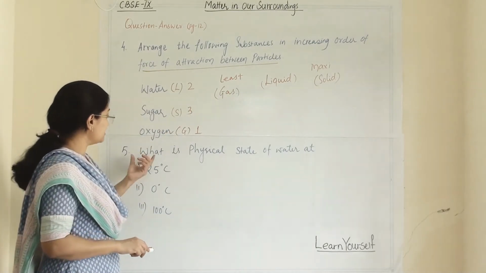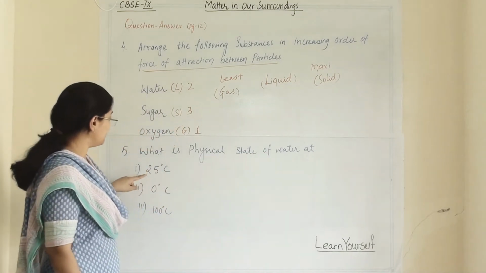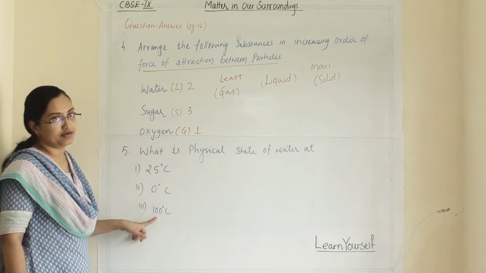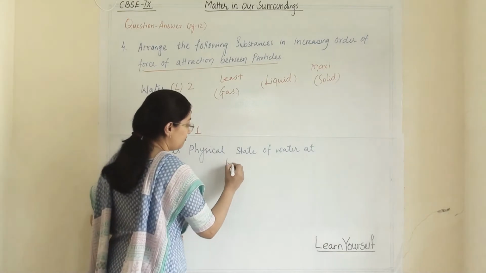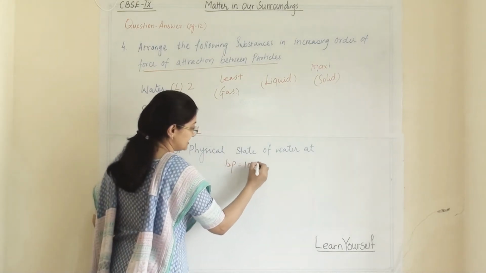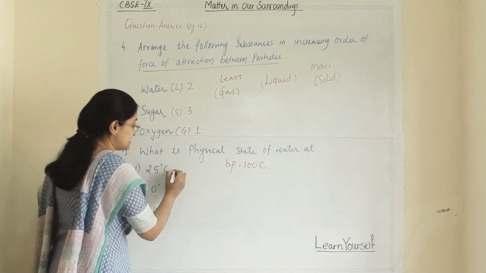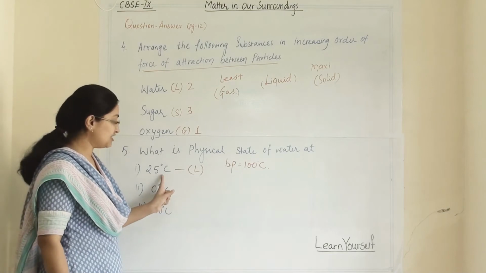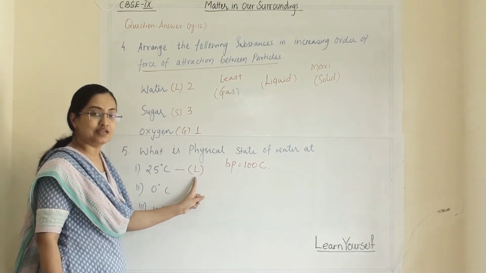Our next question is, what is the physical state of water at 25 degrees Celsius, 0 degrees Celsius and 100 degrees Celsius? Now we know that the boiling point of water is 100 degrees Celsius. So at 25 degrees Celsius we can see water in its liquid state. 25 degrees Celsius is room temperature. So water will be in liquid state.